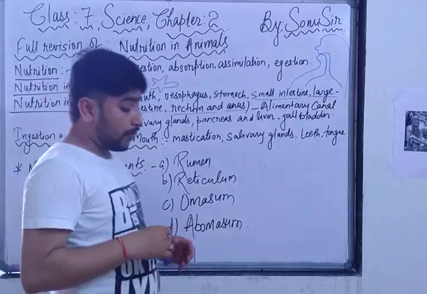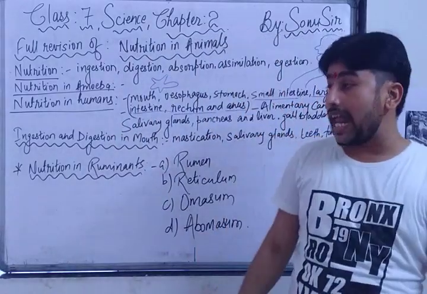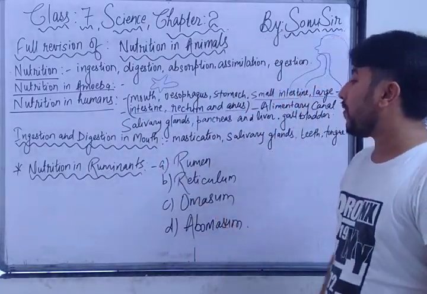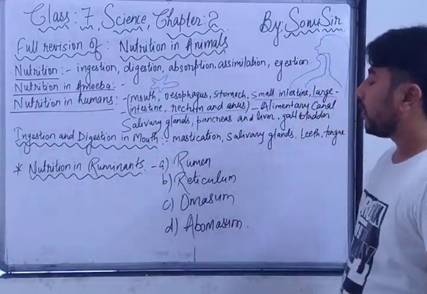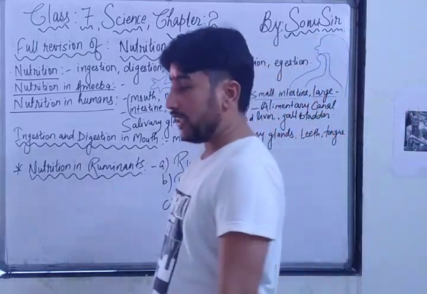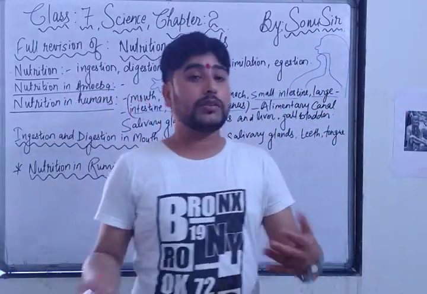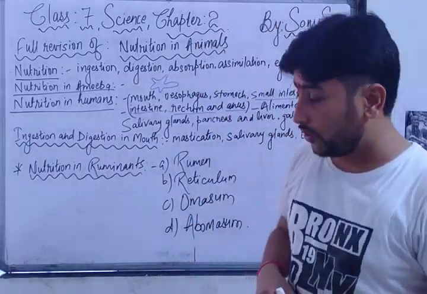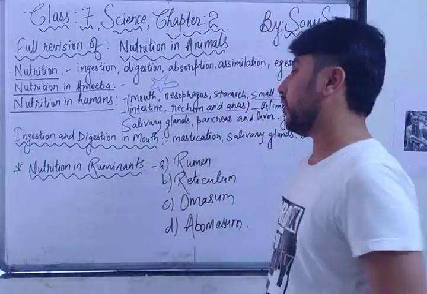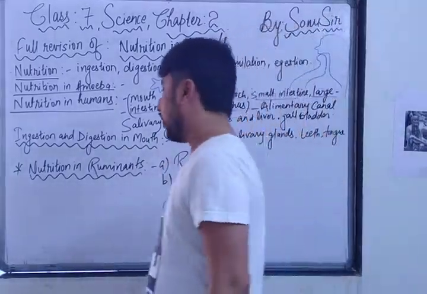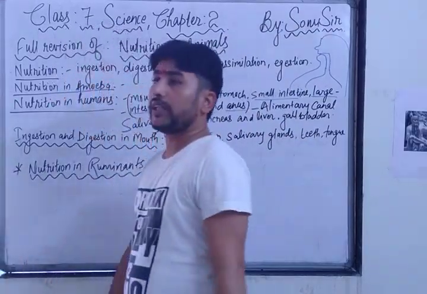Some of the glands which actually help in digestion are the salivary glands, pancreas, gallbladder, and liver. These are the few glands which help us secrete the digestive juices, and they also help in digestion. Now, ingestion begins with the mouth.